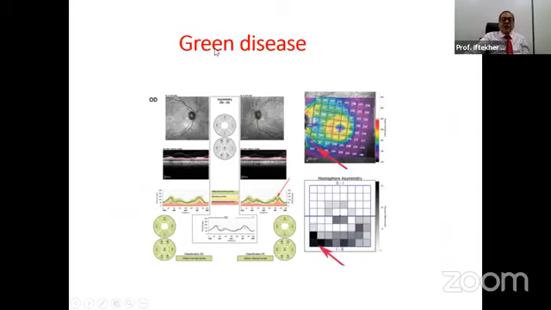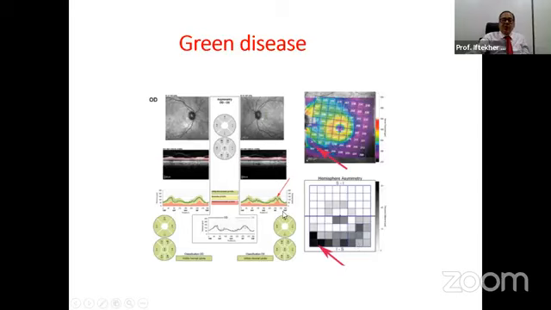I already told you about the green defect. Here we see in the thickness map there is a small defect here, and in the hemispheric deviation, it also shows a defect here. But the nerve fiber layer indicates that there is no defect. So we can call it a green disease.